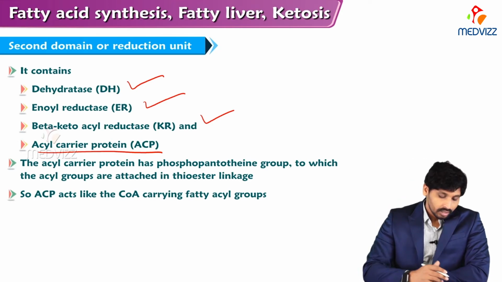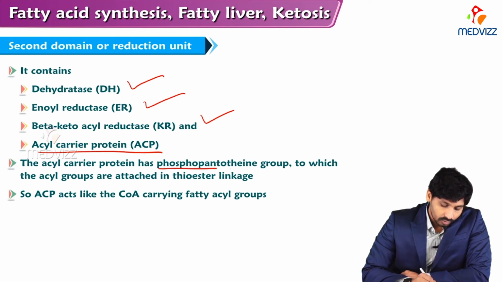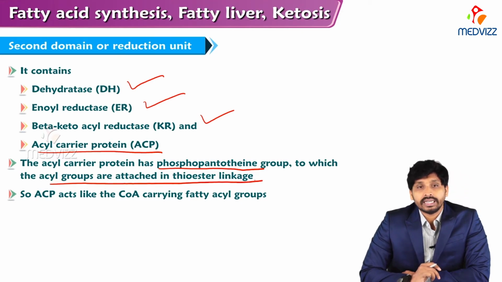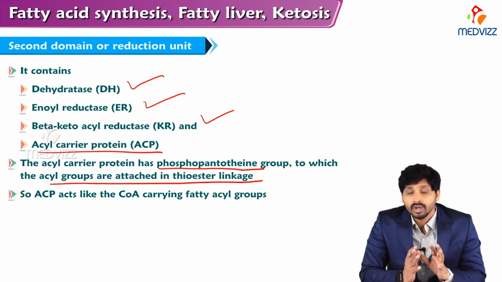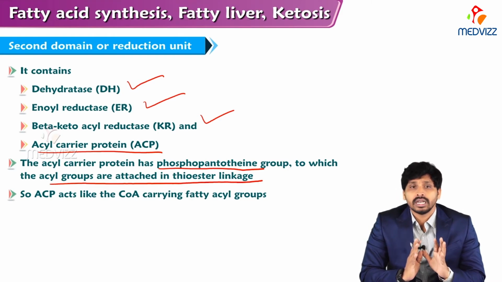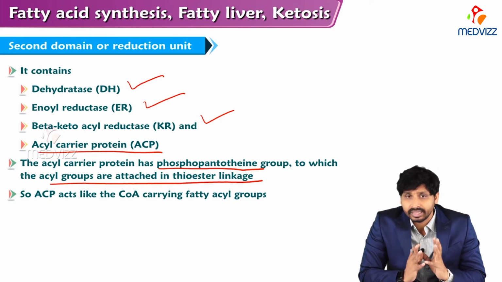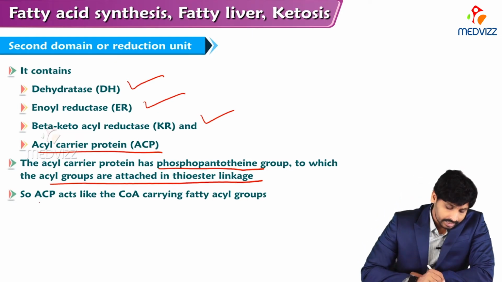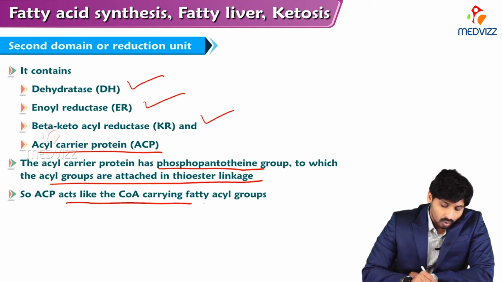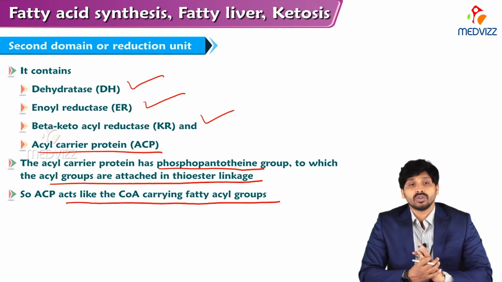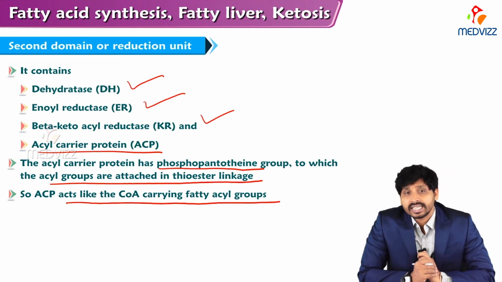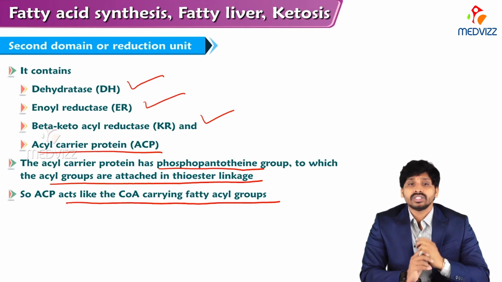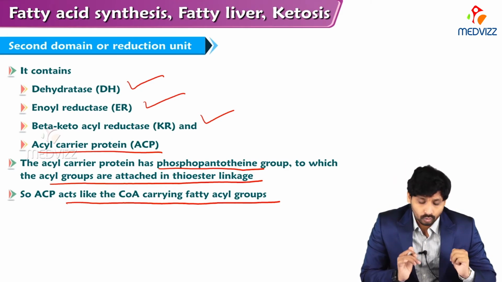The acyl carrier protein has a phosphopantetheine group, to which acyl groups are attached in thioester linkage. Here sulfur is present, as the acyl carrier protein has sulfhydryl groups, which play a major role in the thioester linkage. Acyl carrier protein acts like coenzyme A, carrying fatty acyl groups.